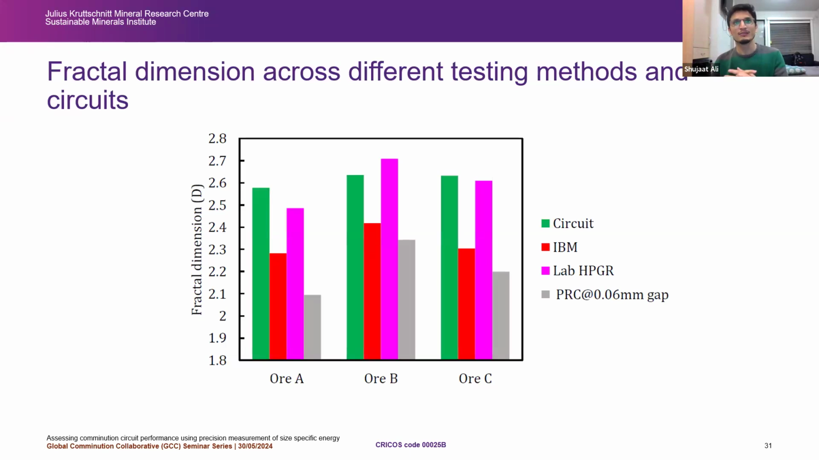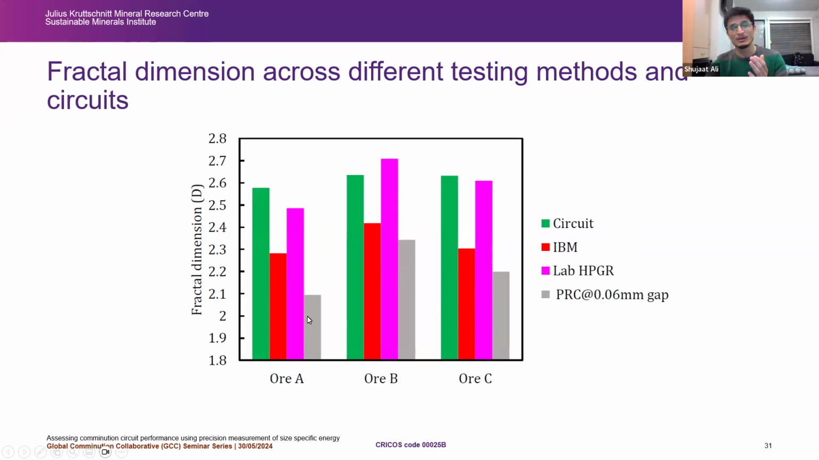Not only that, if you use fractal dimension for different ore types, you can just use simple product size distribution, and you can still tell a lot about what is going on in your products. For example, if I were to talk about the instrumented Bond ball mill across the 3 circuits here, first, let's compare each of these methods and what is happening.